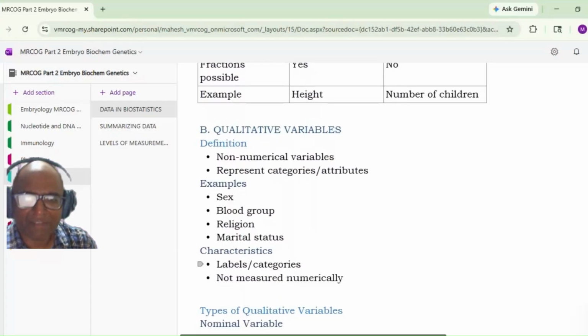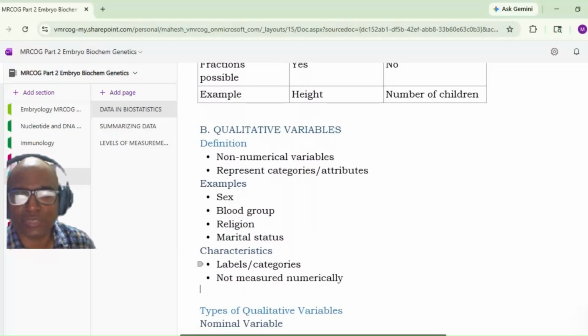So you have got a quality. This is the non-numerical variable. They represent a particular category or a particular attribute. The characteristic is that there are labels or categories only, and it cannot be measured numerically. Sometimes you may give codes to them.